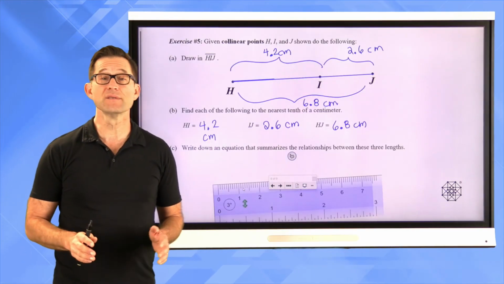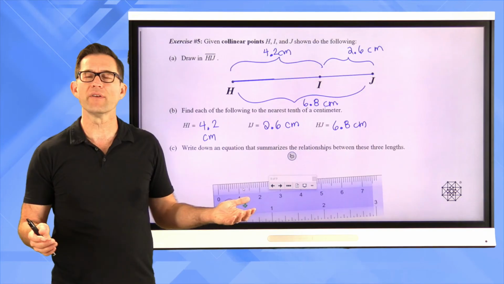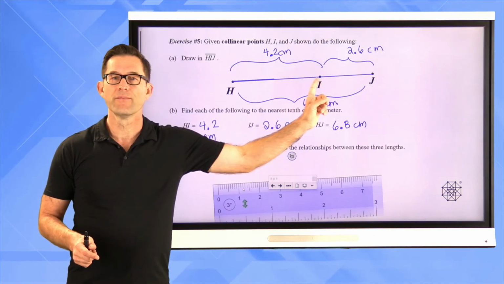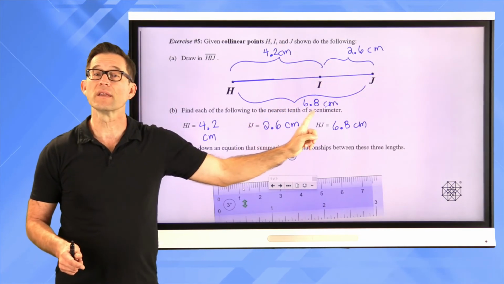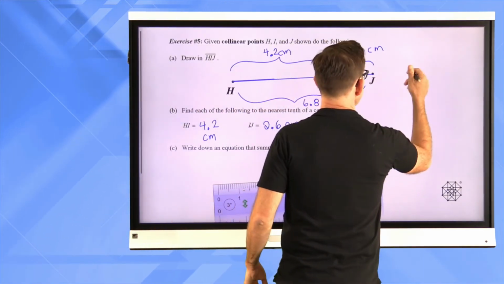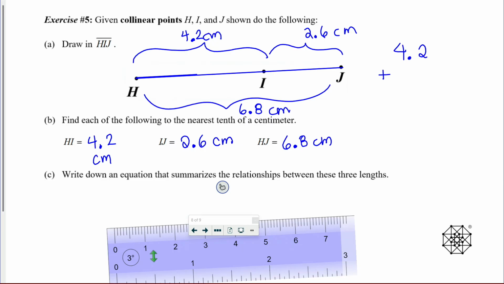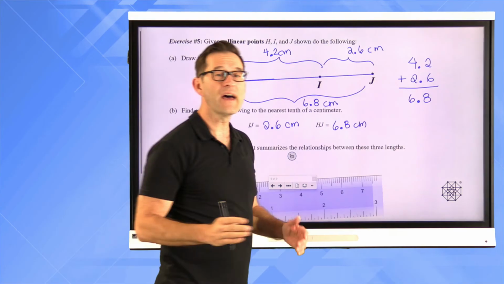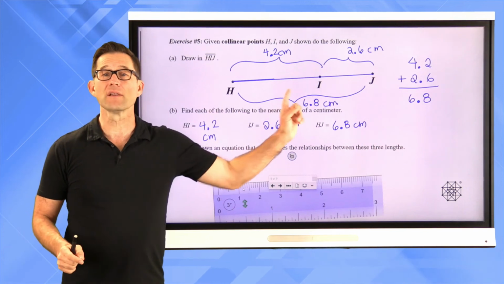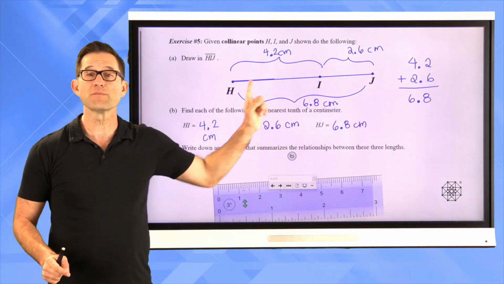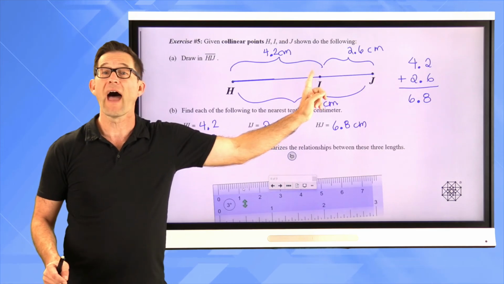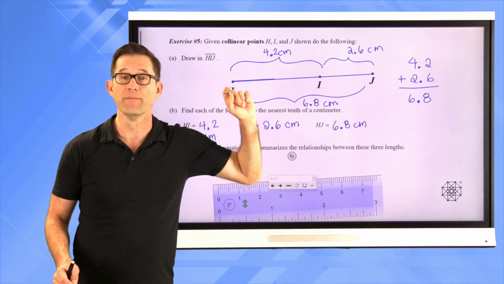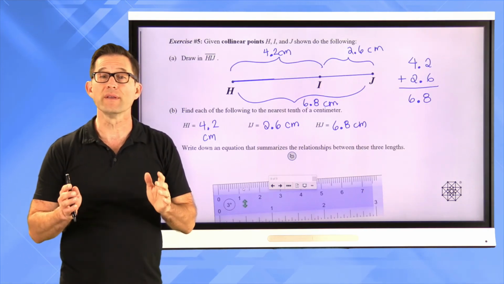All right, well, let's talk about this. This is a very important idea, right? And it should be a very obvious idea. If I take the length of HI and I add to it the length of IJ, 4.2 plus 2.6, not surprisingly, I get 6.8. Let me write this to the side real quick. 4.2 plus 2.6 gives me 6.8, right? And that makes sense because we're basically saying, look, if three points lie in a straight line, then the distance from the first point to the last point can be gotten by taking the distance between the first point and some intermediate point added to the distance between that intermediate point and the last point. And again, this works because the three points lie in a straight line.